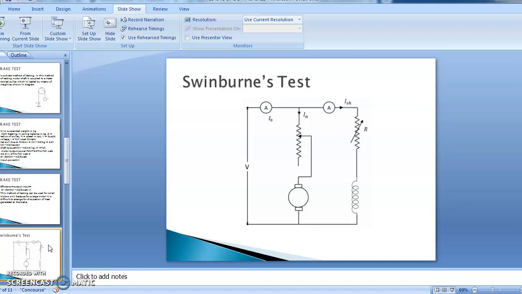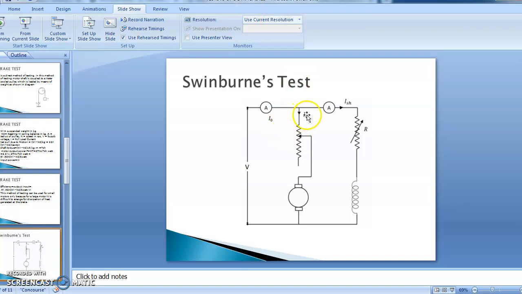Specifically, please be careful here. This test is performed without loading, and this test cannot be conducted with DC series motor. Why? Because from the characteristics of DC series motor, it can be concluded that in case of starting, a DC series motor has excessively high speed. So as a result, this motor cannot be run without loading. So this method is conducted in case of DC shunt motor or shunt generator.